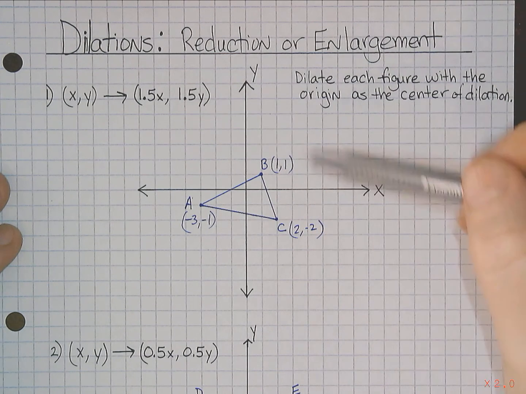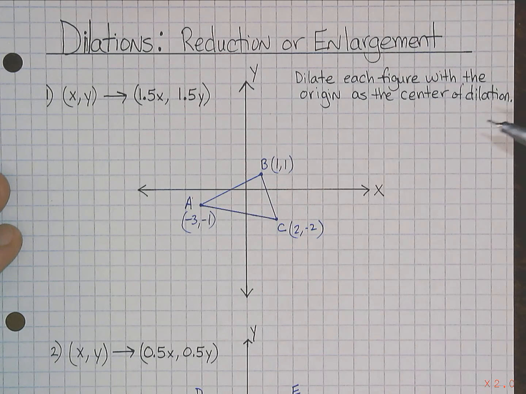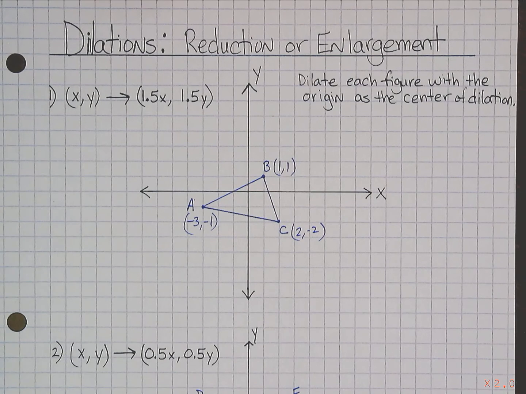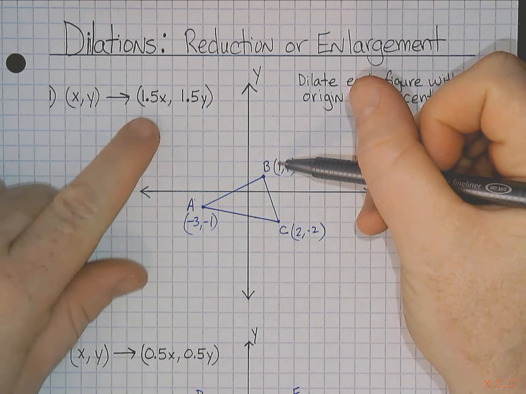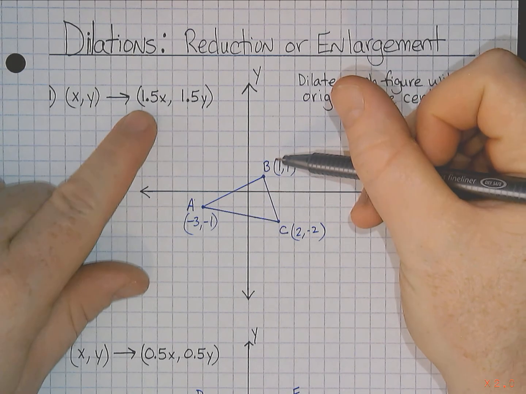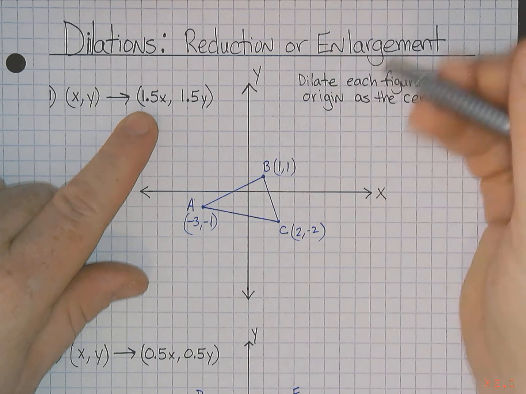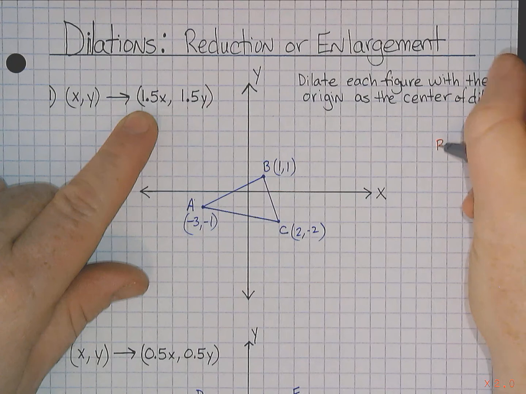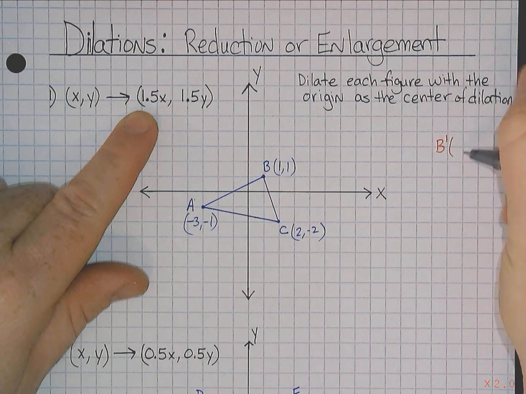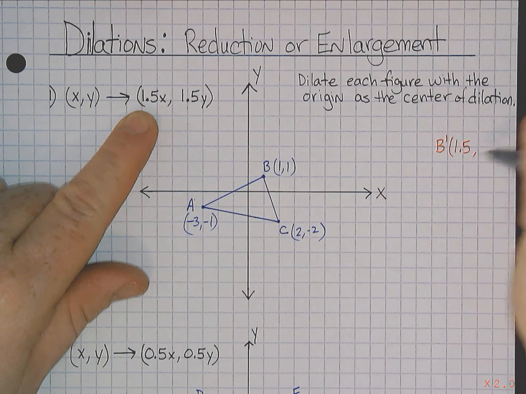So we could take B or A, it doesn't matter. I'm going to change to a different color, just so that you can see what's going on here. Let's just start with B. So 1 is X, 1 is Y. So 1 times 1.5 is 1.5. I'm going to write that down maybe over here. So B prime is going to end up being 1.5, comma 1.5.